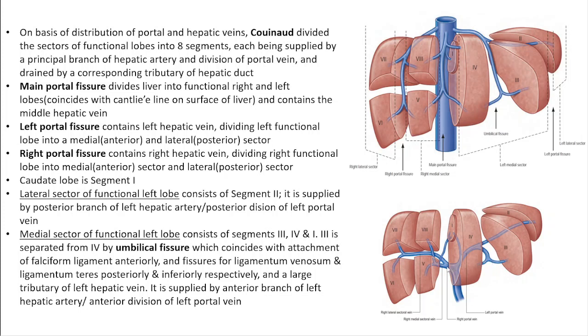Same goes for the right portal vein. Its anterior division will supply the fifth and the eighth segments, which form the medial sector or the anterior sector of the right functional lobe, and its posterior division will supply the sixth and the seventh segments, which form the lateral sector or the posterior sector of the right functional lobe.